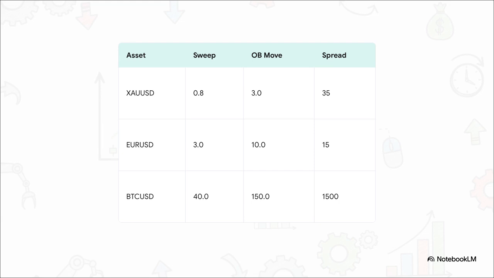Just consider standard forex pairs like EURUSD. It needs a 3.0 pip sweep and a 10 pip order block move. Contrast that with Bitcoin, which requires a massive 40 pip sweep and a 150 pip order block move, just to account for crypto's absolutely wild volatility. But pay attention to that gold configuration. The manual explicitly states its absolute peak performance comes from trading gold on the 1-minute chart.